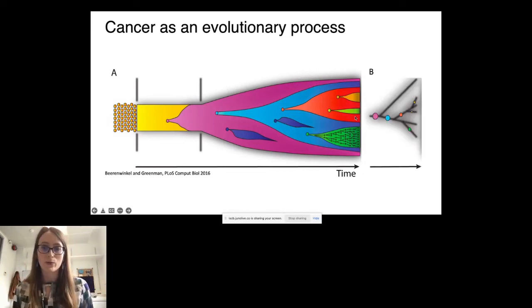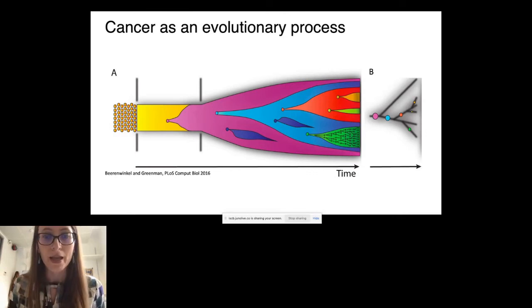Now, there is a way to formalize this through phylogenetic trees. We can place every mutation on branches of the tree, and this gives us an overview of how these mutations have led to the development of the disease, and which branches were more successful than others.